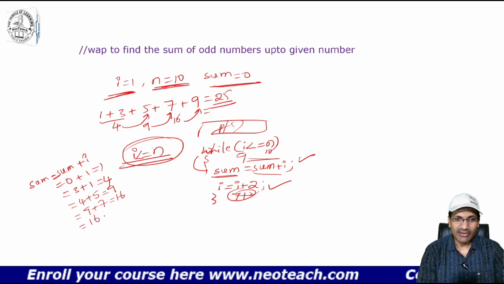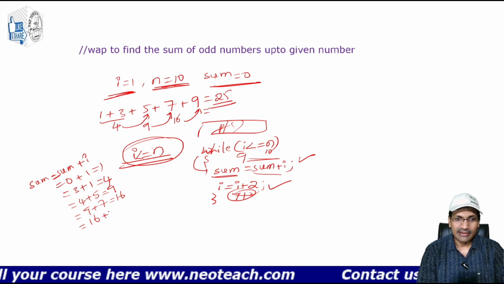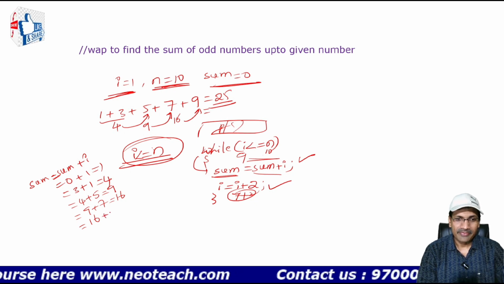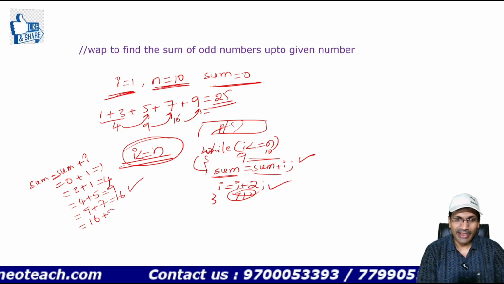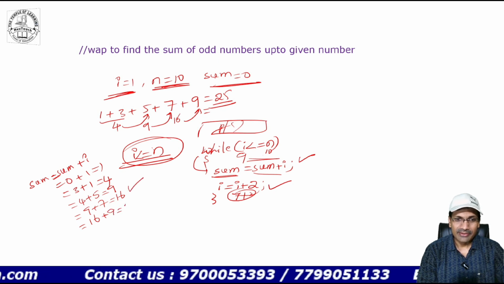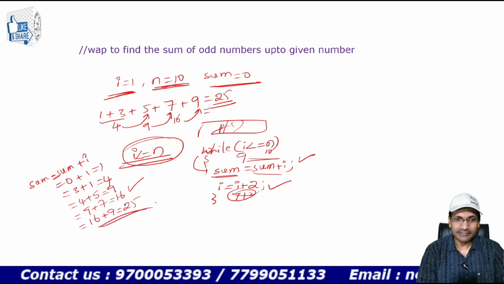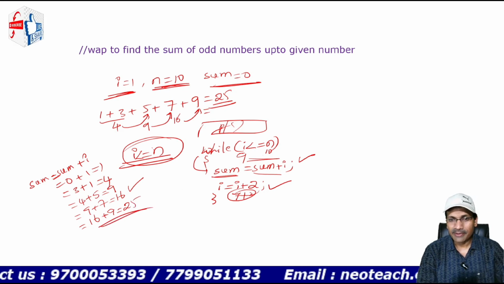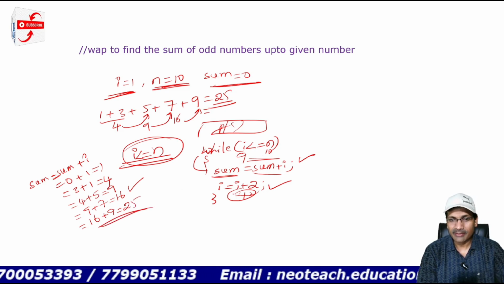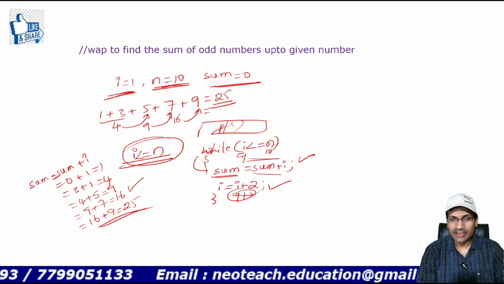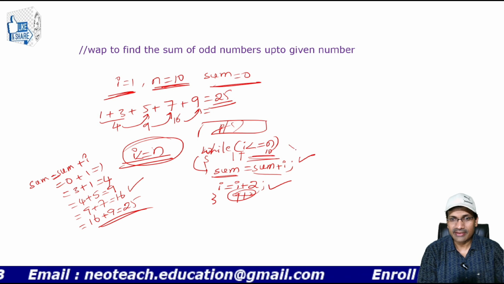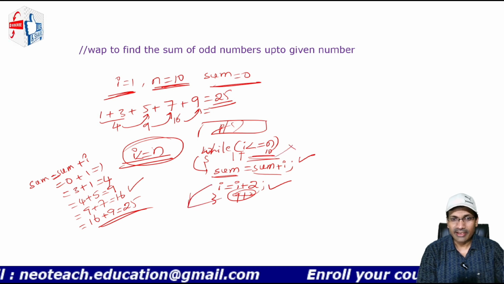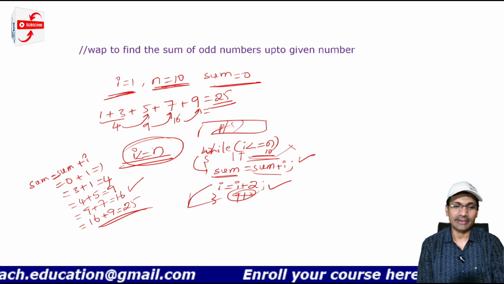So 16 is already there in the summation, and right now 9 is the I value, so totally 25. Next iteration, 9 plus 2 is 11. So the 11 is checked with the condition, 11 less than or equals to 10, condition fails. When the condition fails, quit. So like this it executes.